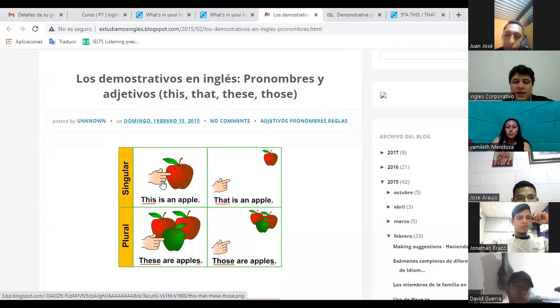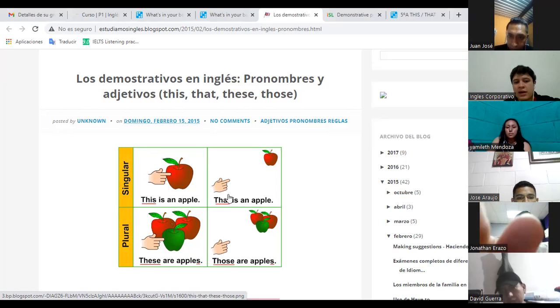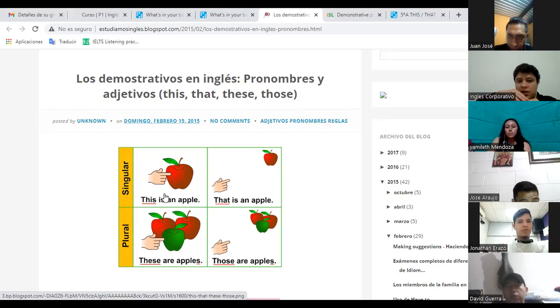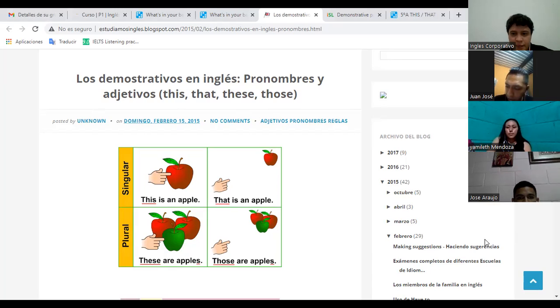So this es para algo que está cerca, una cosa que está cerca, solo una, right? One thing. Y ahora tenemos that. That significa eso o ese, right? That is an apple. La diferencia entre this y that es que this es algo cerca, right? This, esto. Y that es eso, right? This is something that is close, right? Es algo que está cerca. That es algo que está lejos, right? Yeah? So, y recordemos que estamos hablando de una cosa, right? This, una cosa cerca. That, una cosa lejos, right?